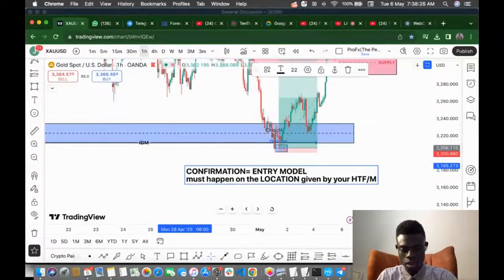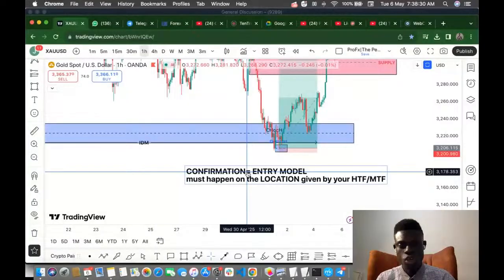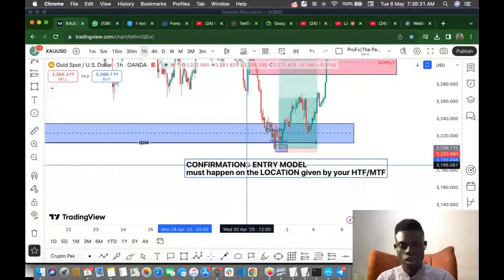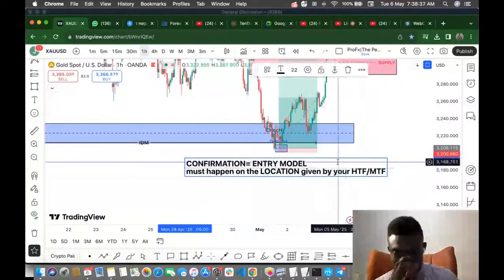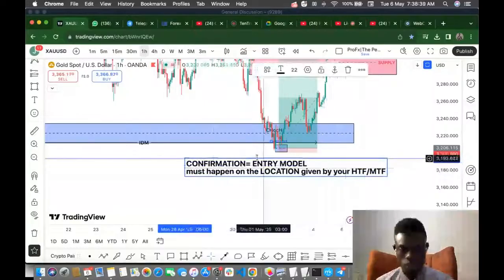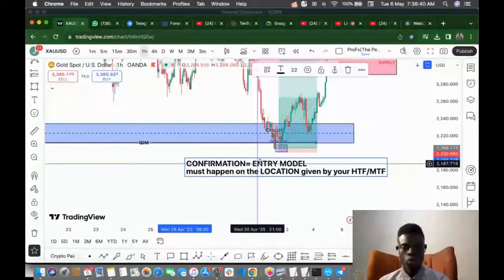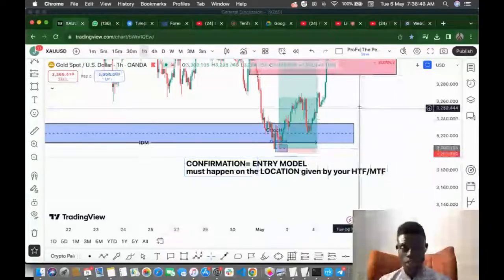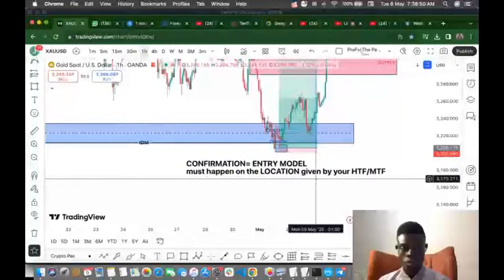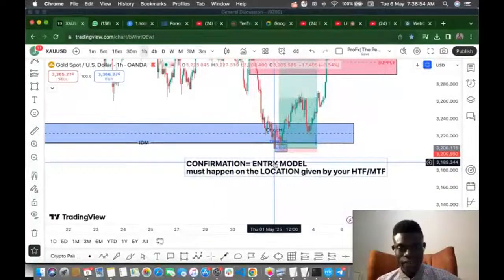Is this clear? Write this on the chat box, everybody. Confirm on the location given by a higher time frame or medium time frame. Write this out. Confirmation must happen on the location given by a higher time frame; these are trading notes that guide you where you are actually on the charts. So if you are not seeing your entry model forming on your location, that is not a valid confirmation.